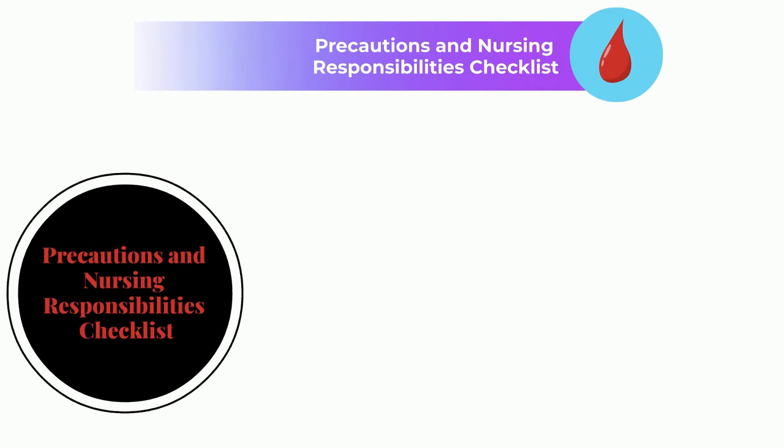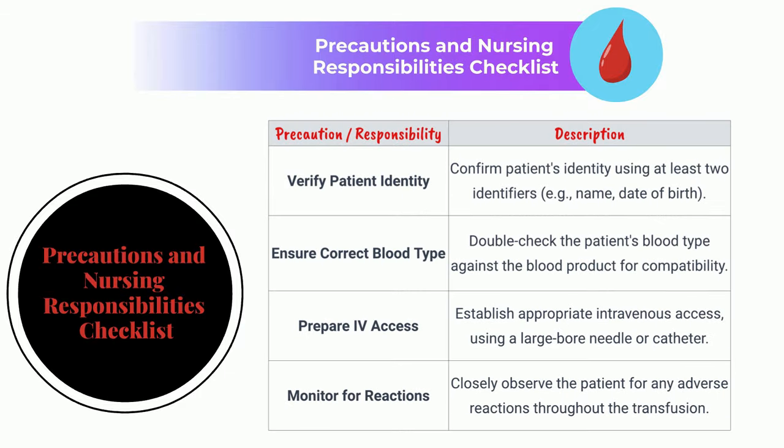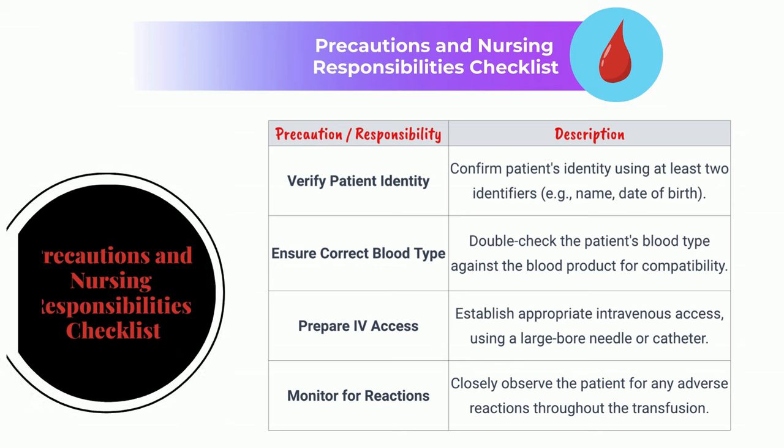Now on to precautions and nursing responsibilities. It's your duty to ensure patient safety. This includes verifying the patient's identity, ensuring the correct blood type is used, preparing the IV access, and being vigilant for any adverse reactions. These steps are essential in preventing transfusion errors.